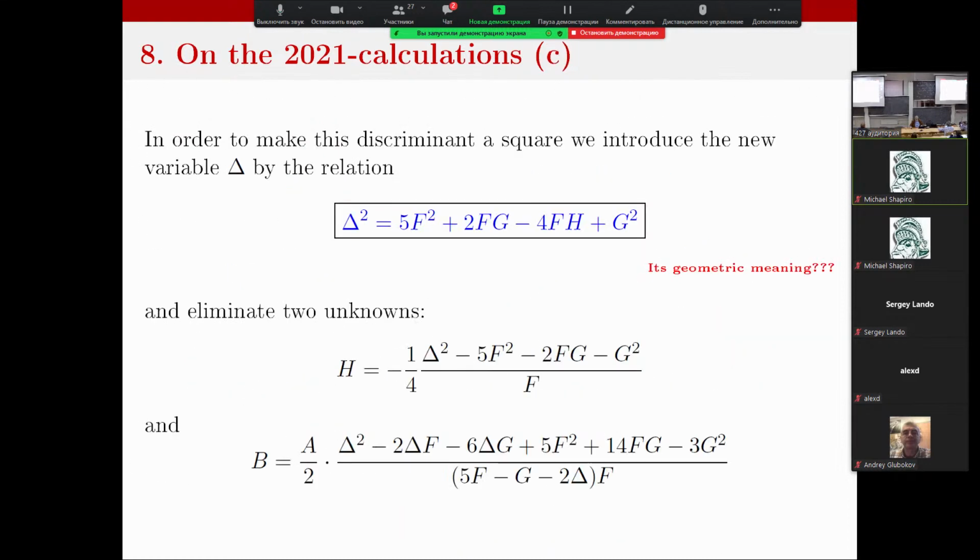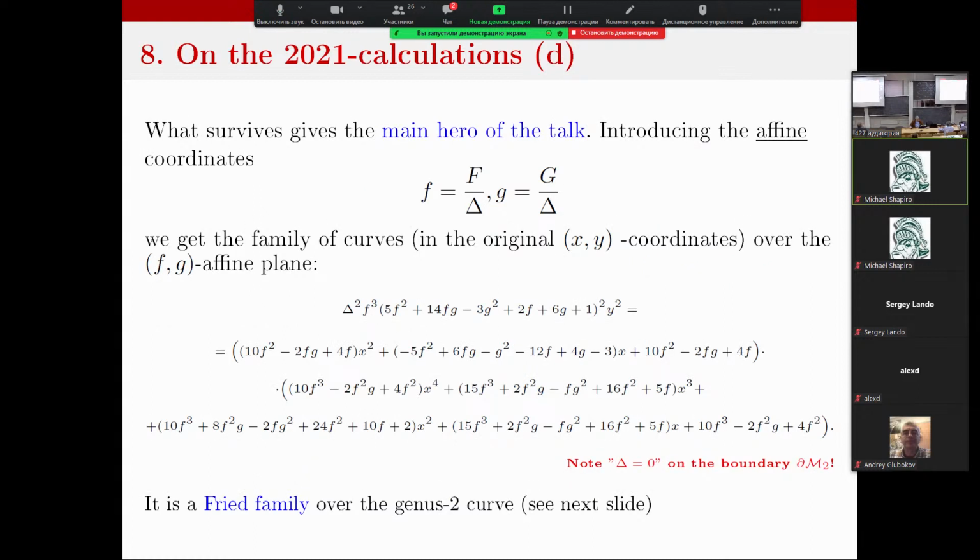So, in fact, the main open problem for us for the time being in all these computations is to understand the nature of this substitution, the introduction of this square root. So after that, well, some formulas become, as you see, short enough. So two more unknowns are easily eliminated. And then we approach the main hero of our talk.